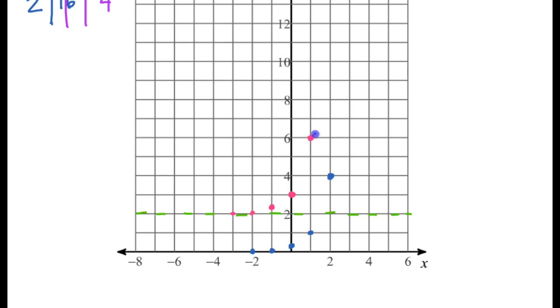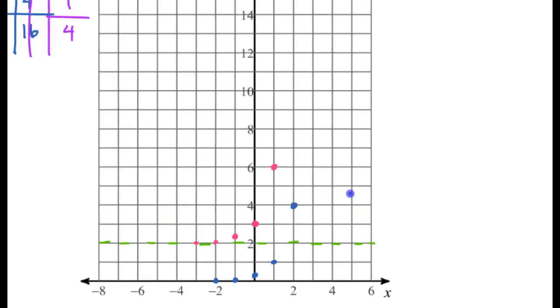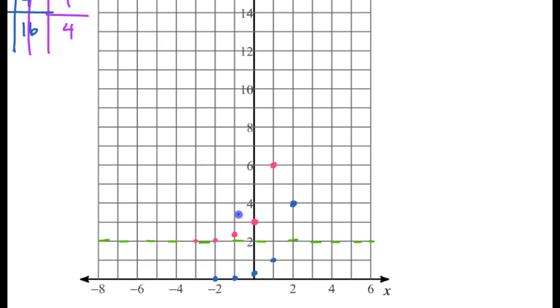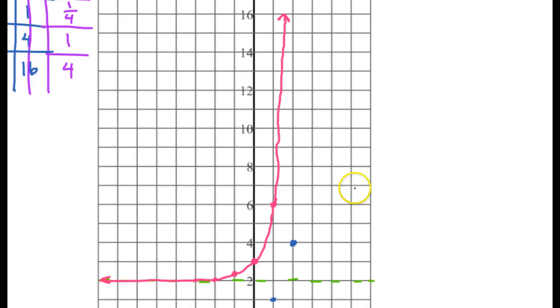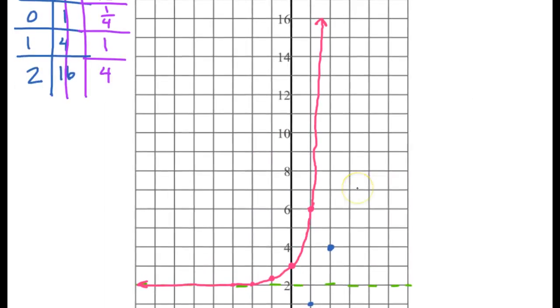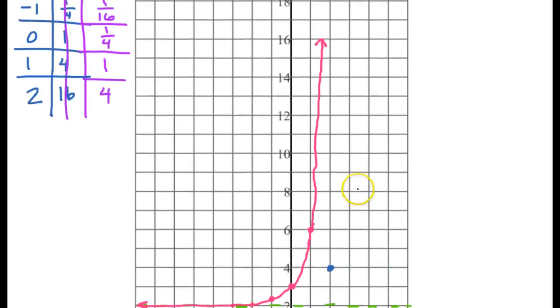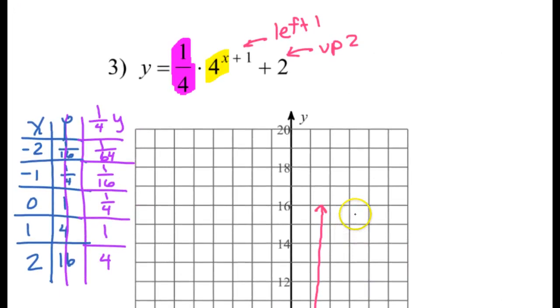All right, so these red dots represent the actual final answer. So I'm just going to try to draw a smooth curve through that. All right, so your final answer should look something like this. All right, let's do one more example.